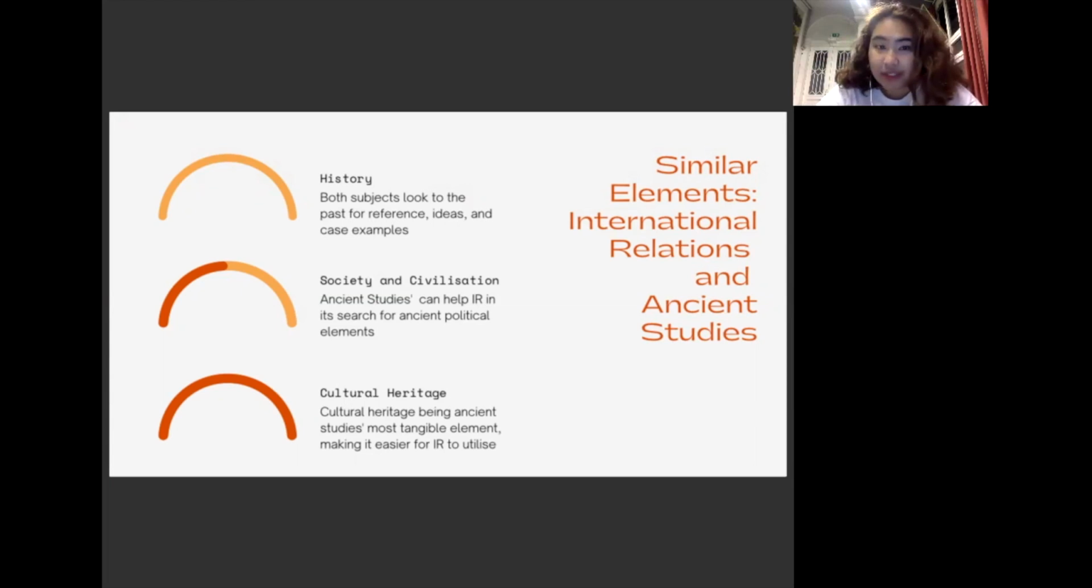This goes to our second similarity, which is society and civilization. Ancient studies encapsulates knowledge regarding ancient civilization, region, language, and literature. They learn anything and everything about past societies, whether it be political, cultural, or economic needs. In IR, scholars learn more about political aspects of society as they study civilization and societies to understand why certain policies and political events came to happen.